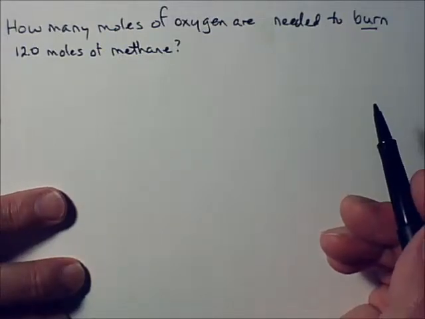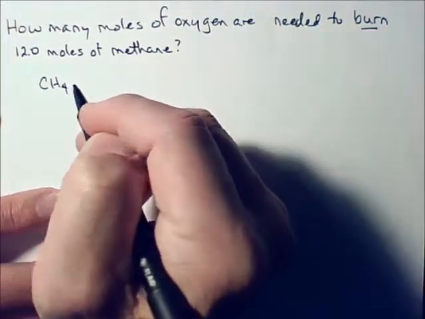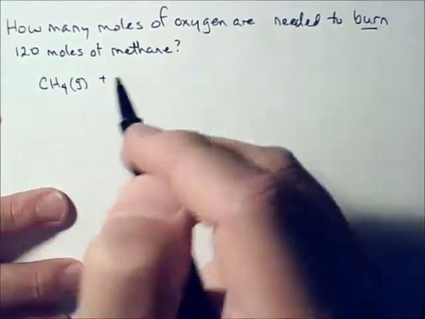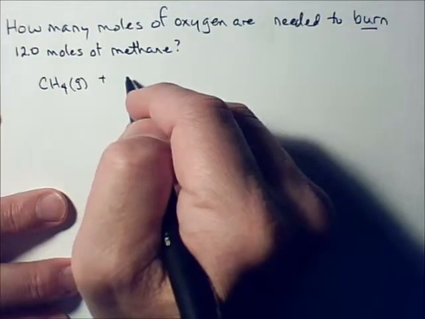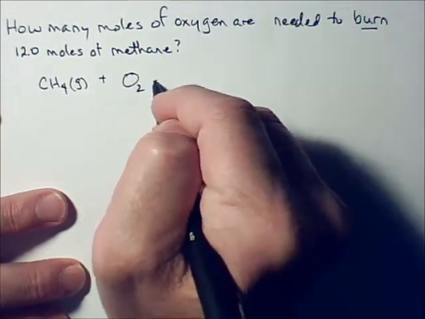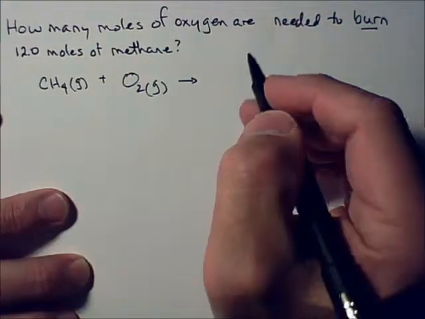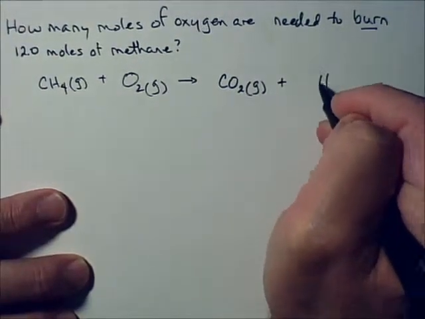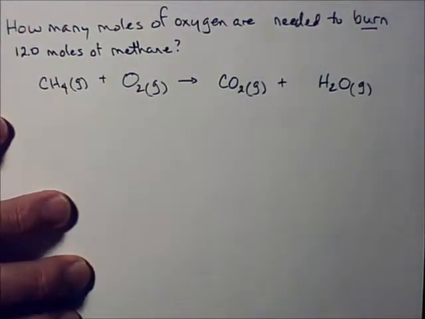So we have to write the equation for methane. It happens to be a gas, by the way. You don't need to know that necessarily. But you do need to know the physical state of oxygen. What is it? O2 gas. And when you have a hydrocarbon and oxygen, what are your products always going to be? Carbon dioxide and water. Can't believe how many people didn't get that right on the test.